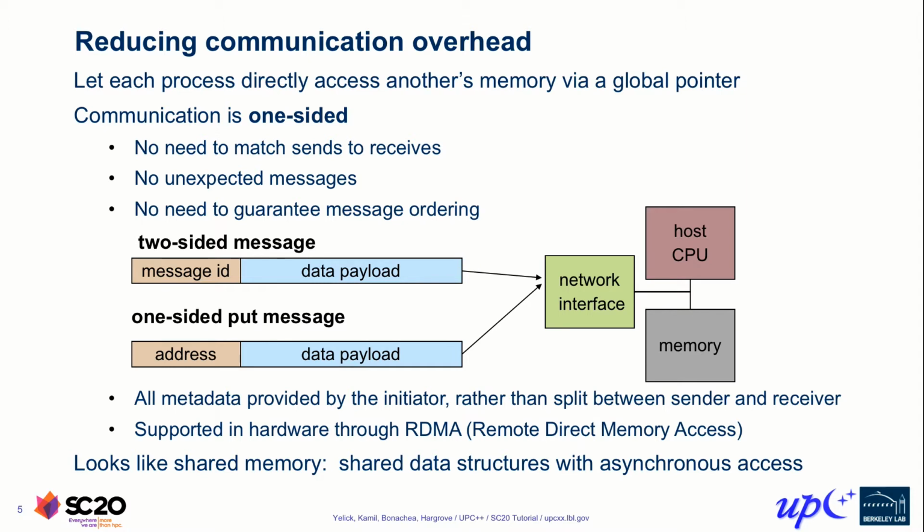In contrast, a one-sided put message, so a remote write message, has an address in it as well as some data payload. It may have some other information as well. I'm oversimplifying here, but fundamentally it has the information that a smart network interface can take that one-sided message and directly write it into memory without interrupting or otherwise getting information from the host CPU. So that's the advantage and the reason that it actually has lower overhead to do one-sided communication.